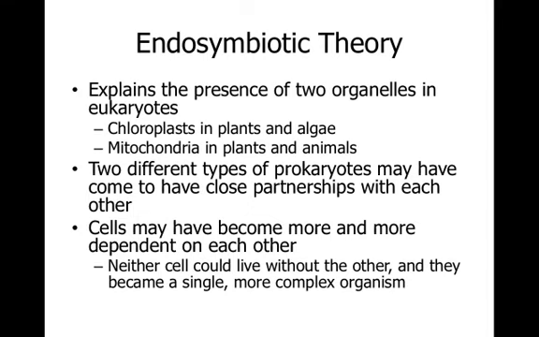And so the endosymbiotic theory is trying to describe that there are two different types of prokaryotic cells that may have come into a close partnership. So way, way back when, there would be one prokaryotic cell that did not contain any mitochondria. And so it was not able to make its own energy, which is what the mitochondria does. The mitochondria is responsible for providing energy to the cell.